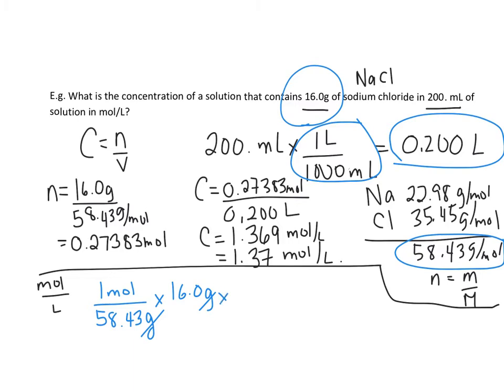Liters has to be on the bottom, so you take your 0.2 liters and invert it. That's 0.200 over 1, so it becomes 1 over 0.200 liters. And that way, we have liters and moles in our answer. So 16 grams divided by 58.43 and divided again by 0.2.